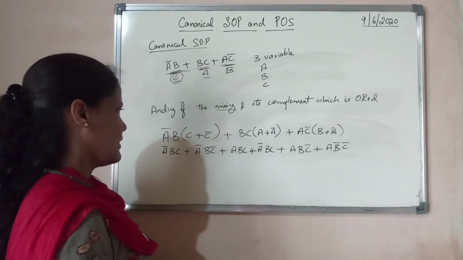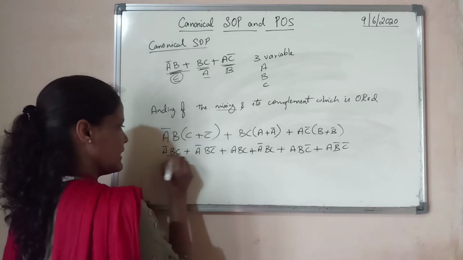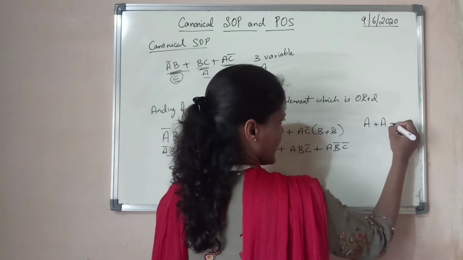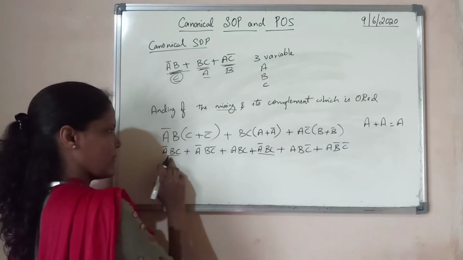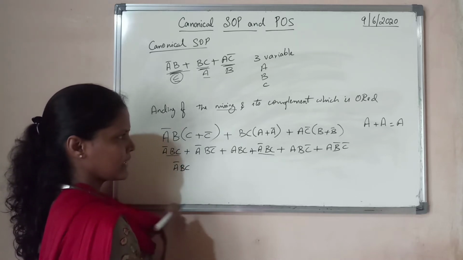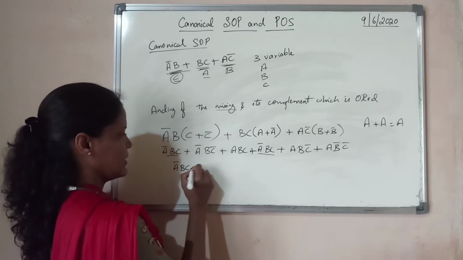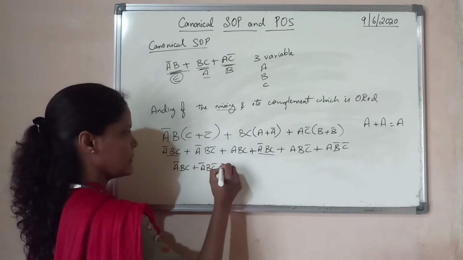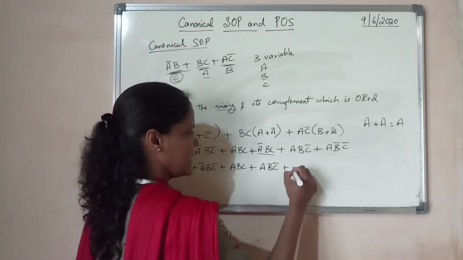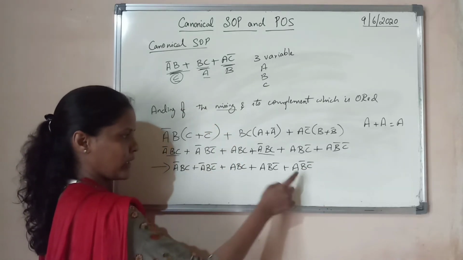Check whether any of the terms is repeated. If it is repeated, write it only once, because there is a Boolean rule: A plus a is just equal to a. A bar bc is repeated, so write A bar bc just once. After that, is there any other term which is repeated? No, I guess. So we have a bar bc bar plus abc plus abc bar plus a b bar c bar. Here I am having 1 2 3 4 5 terms.